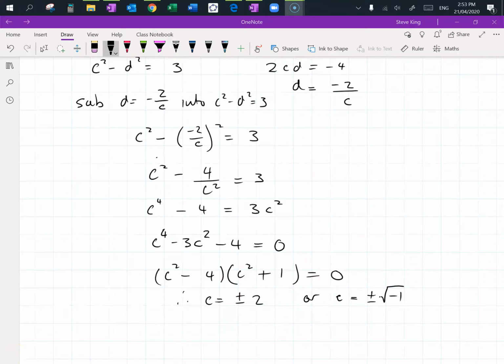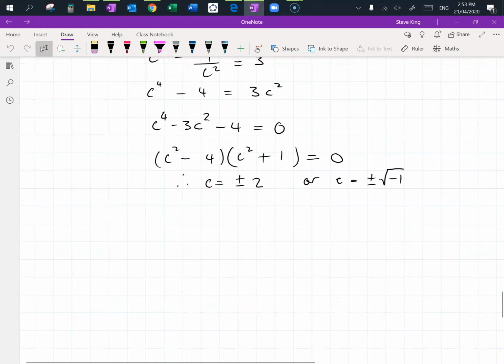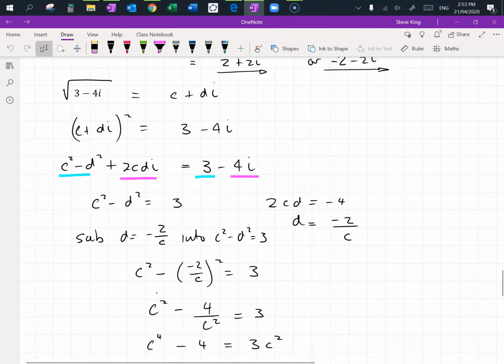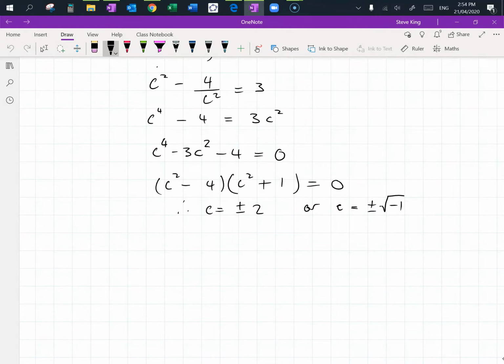Now I just have to be careful here when working with this, because I could clearly see at the start that c was a real component. And if c is plus or minus the square root of minus 1, I'm going to have to reject this, because that would mean that c wasn't a real number. It would be a complex number, and so I'm going to reject that.